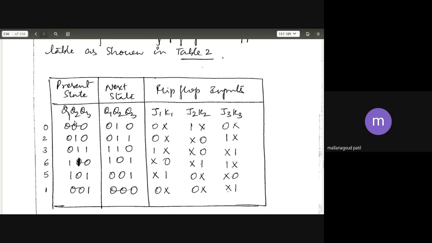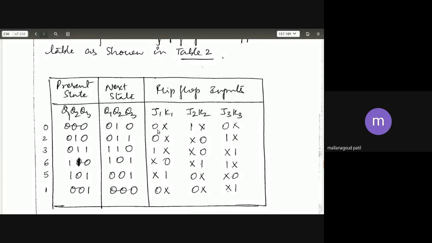First row, first column, what is Q1? Present state Q1 is 0. Next state Q1 is 0. See, in the JK flip-flop, for 0 to 0, which combinations are there? The 0, 0 case and the 0, 1 case. Excitation table, you go directly. What do you mean by J1, K1 0, 0 case? See my cursor. 0, 0 means retain. 0, 1 reset case. 1, 0 set case. 1, 1 toggle case.